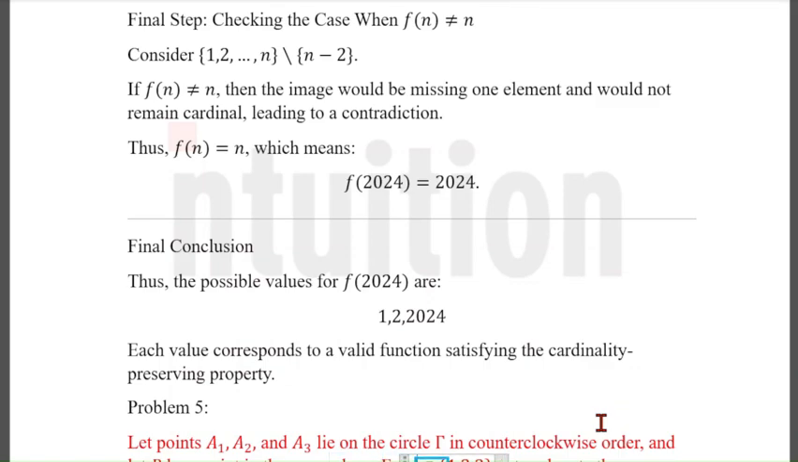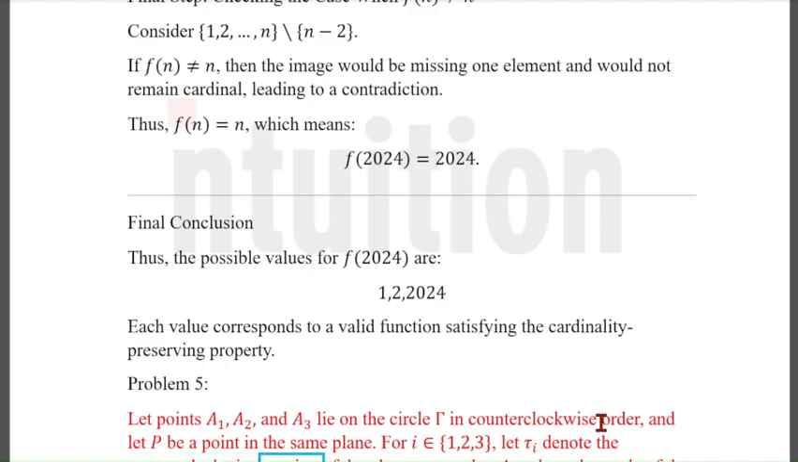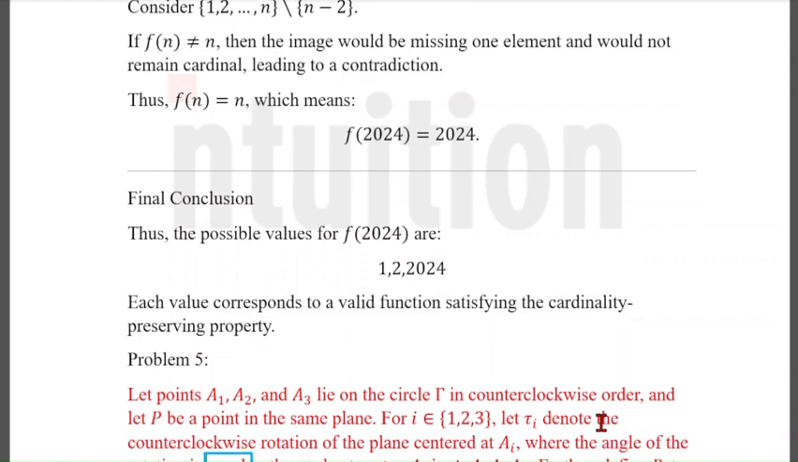For i in {1, 2, 3}, let τ_i denote the counterclockwise rotation of the plane centered at A_i, where the angle of the rotation is equal to the angle at vertex A_i in A_1, A_2, A_3.